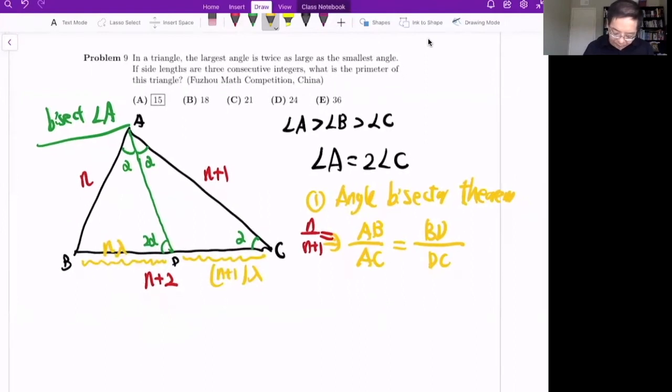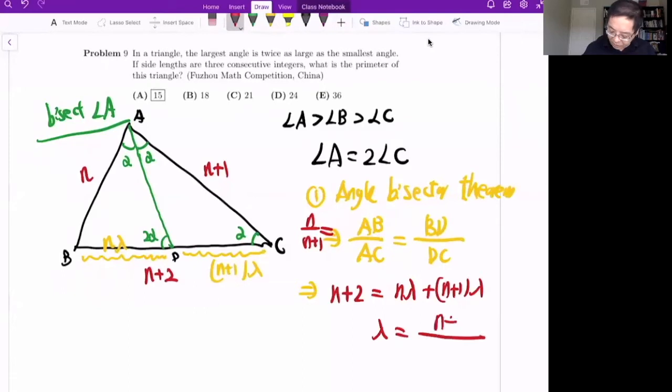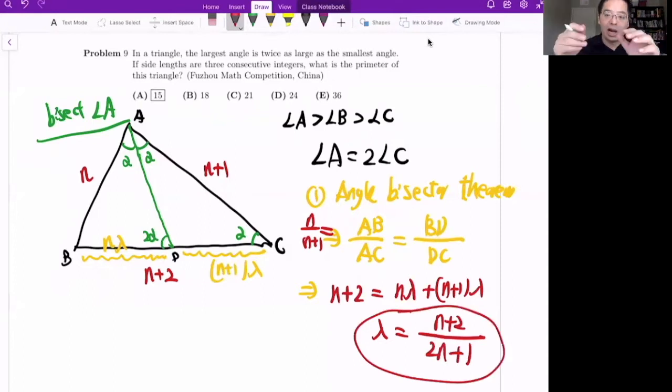All right. Then from here, we deduce that n plus 2 equals n lambda plus (n plus 1) times lambda. So we have lambda is (n plus 2) over (2n plus 1), right? We derive a relation between the parameter lambda I introduced and the integer n that we need to determine. Of course, this is not enough, right? Because we have 2 variables, we have only 1 equation. The question is, what's next then?